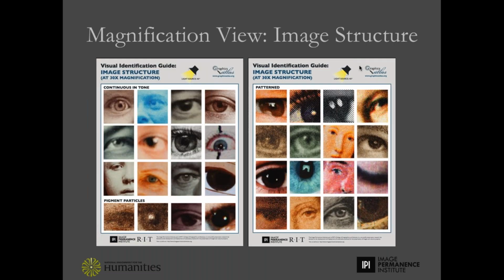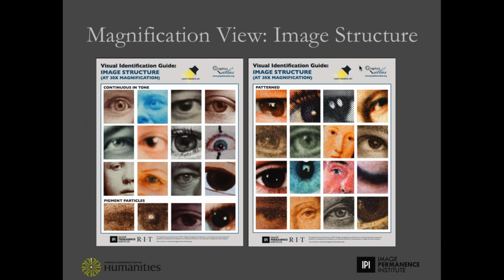With 30x magnification, we can see these features more clearly. Pigment particles will be easier to see, and those patterns are better visually defined. And again, this is our visual vocabulary for our image structure. Is it continuous in tone? Are there pigment particles? Is it patterned?